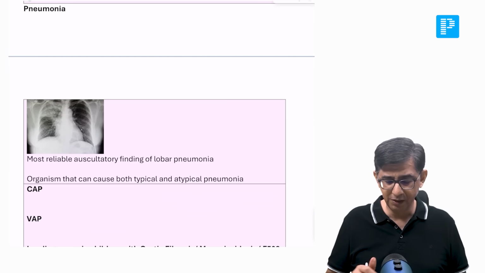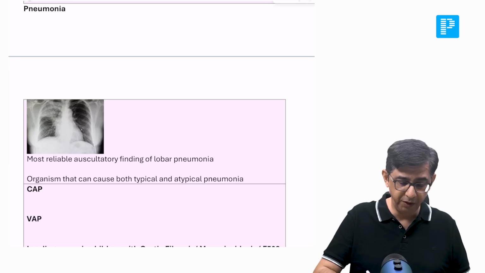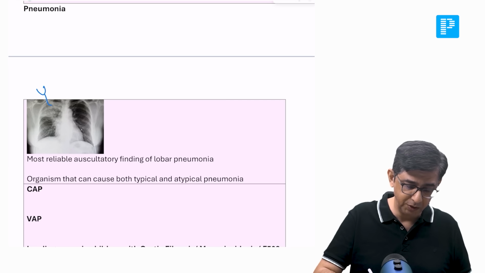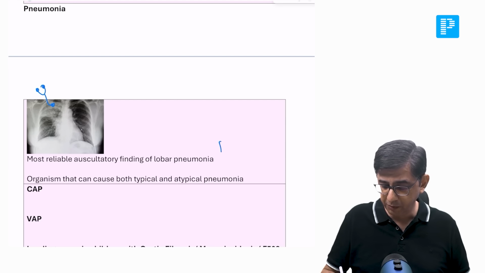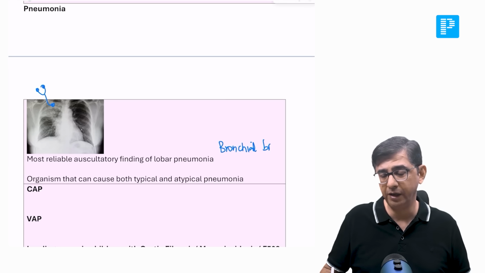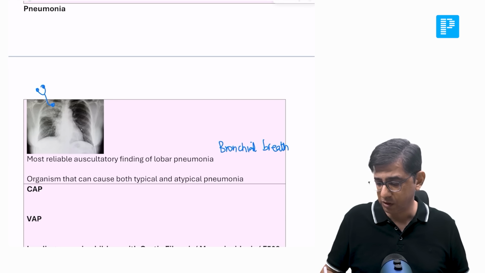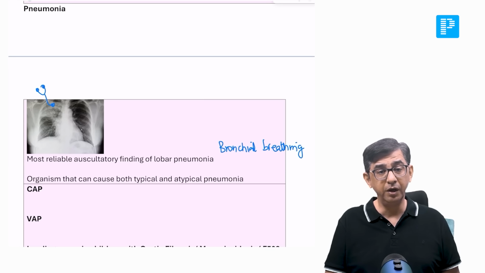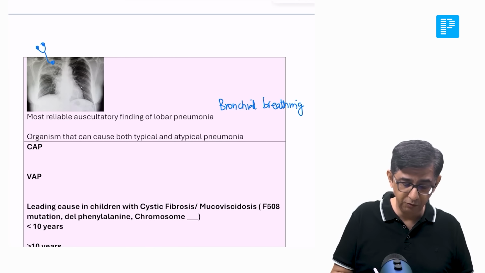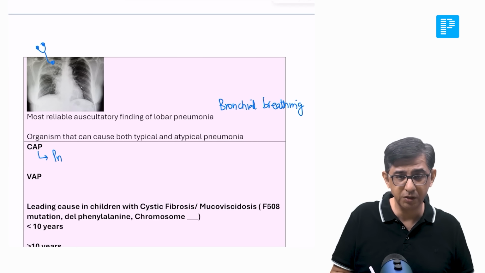As far as pneumonia is concerned, the most reliable auscultatory finding is bronchial breathing. If I put my stethoscope on this area and auscultate, the finding I'll get is bronchial breathing. Do not answer fine crepitations or coarse crepitations. Bronchial breathing is the most reliable finding. And overall, the most common cause of community acquired pneumonia is pneumococcus.